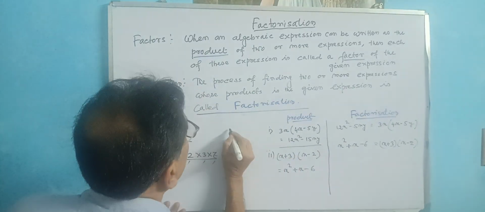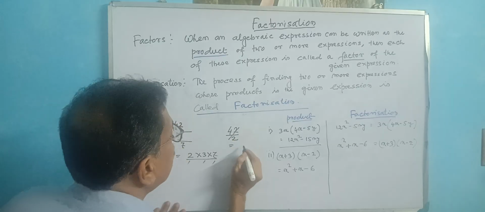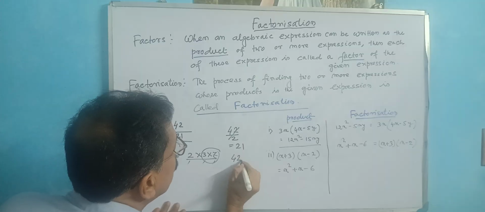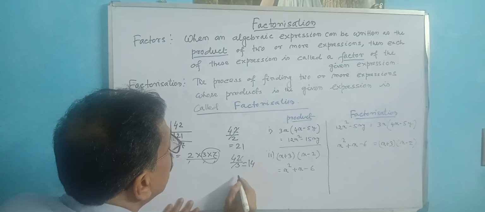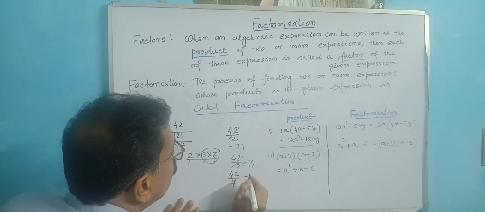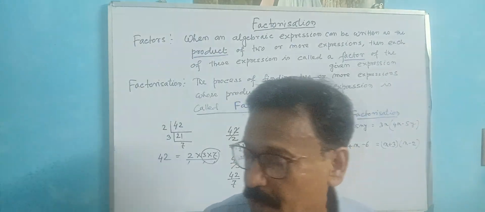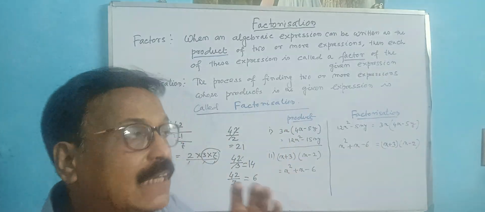Factor means if you divide 42 by 2, you get 21. If you divide 42 by 3, you get 14. If you divide 42 by 7, you always get a whole number, and this is 6. The remainder is always 0. In case of a factor, factor means the multiple relation.